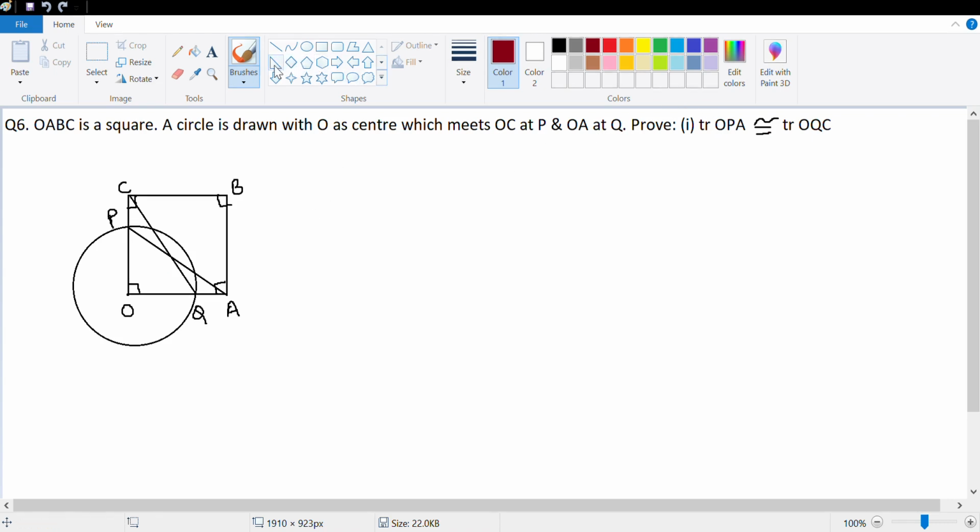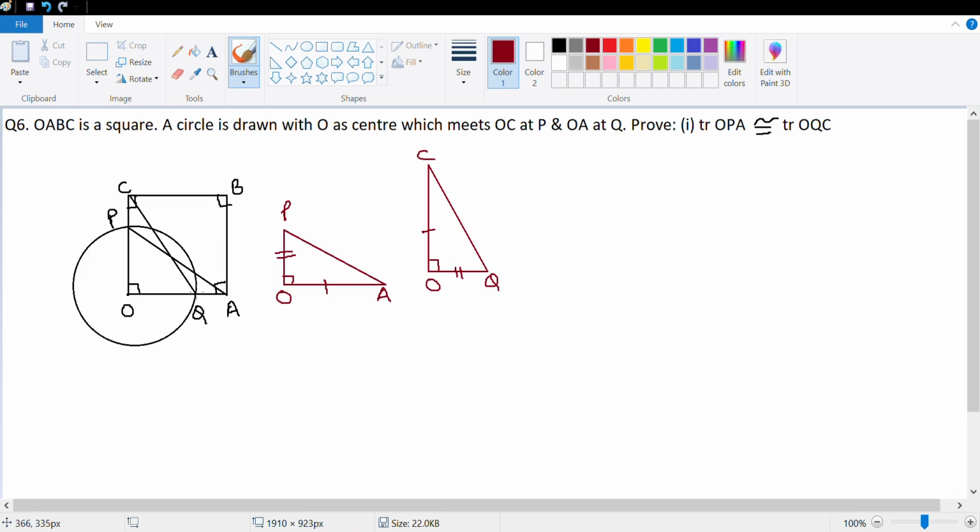Let's just draw these two triangles separately and see what do we know about them. So these are the two triangles. This is O, this is again O, this is C, this is Q, this is P, and this is A. Now OA and OC are equal. Why? Because these are sides of the same square. Angle O here and angle O here is 90 degree because this is the vertex angle of a square. And OP and OQ are equal because this is the radius of the same circle.